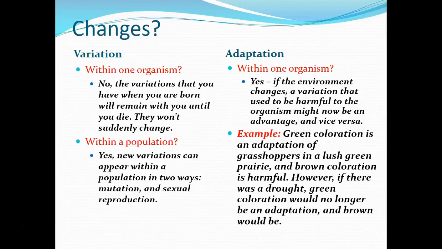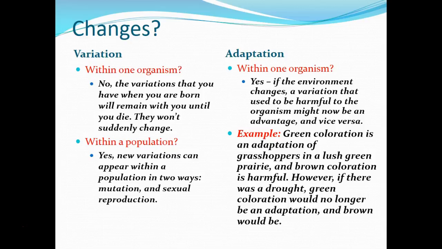So here's another example. If you've got some grasshoppers, and within the population there's mostly green grasshoppers, but there's some brown mixed in there, and they live in a green prairie, obviously the brown ones are going to stick out a little more. Maybe predators are going to pick them off more easily.